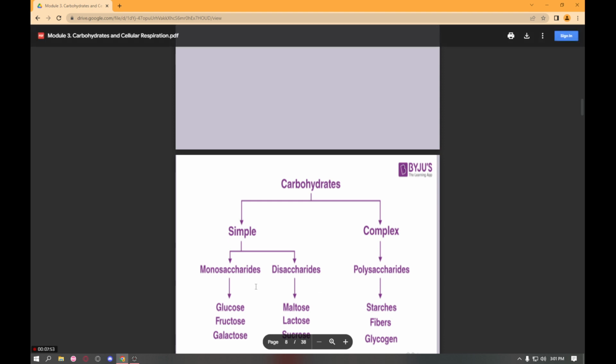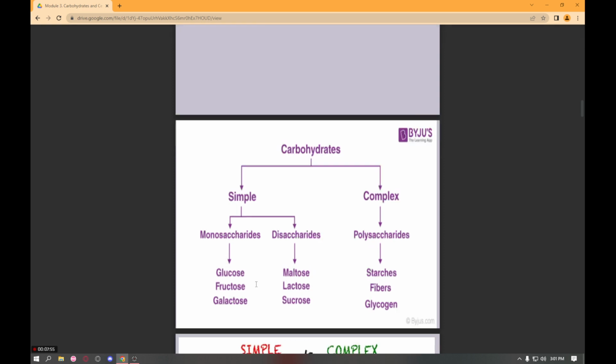So what are the monosaccharides of your carbohydrates? These are glucose, fructose, and galactose. And your disaccharides are maltose, lactose, and sucrose. When you say disaccharides, these are made of two monosaccharides. For example, maltose is made of two glucose, lactose is made up of glucose and galactose, and sucrose is made up of glucose and fructose.